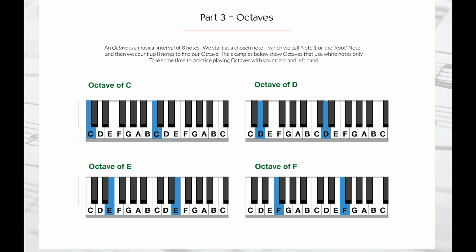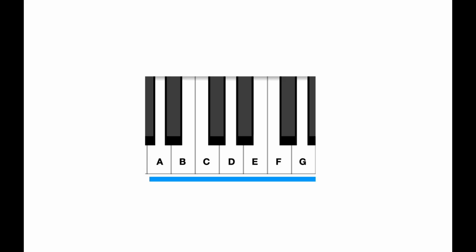Well, basically, an octave is just a group of 8 notes. Now, we already know the 7 notes on the piano, A, B, C, D, E, F and G. An octave would just be those 7 notes and then the root note added again at the end of it.